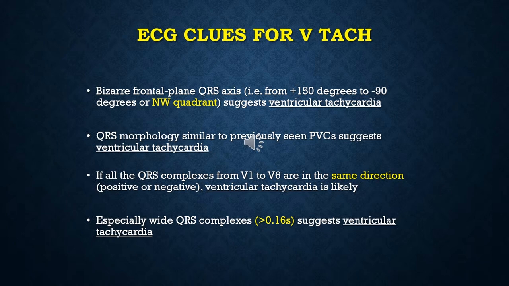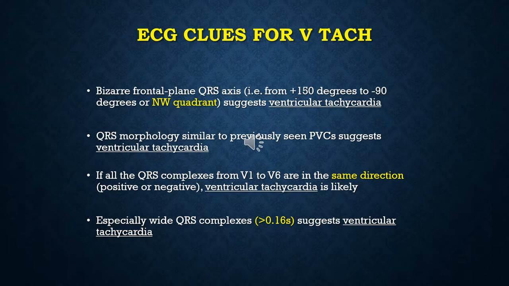If some are positive and some are negative, then you have conduction reaching the AV node, because the polarity changes. So this is more with supraventricular tachycardia with aberrancy. But if the QRS complexes are all negative or all positive, and most sure is the all negative, this goes more with VTAC. So if all the QRS complexes from V1 to V6 are in the same direction, positive or negative, ventricular tachycardia is likely. Of course, if we have very wide QRS, what's meant by very wide QRS?